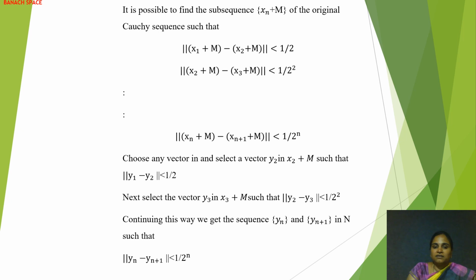So choose any vector y1 in x1 plus M, and select a vector y2 in x2 plus M such that norm y1 minus y2 is less than half. Next, select the vector y3 in x3 plus M such that norm y2 minus y3 is less than 1 by 2 square. Continuing this way, we get a sequence yn and yn plus 1 in capital N such that norm yn minus yn plus 1 is less than 1 by 2 to the power of n.